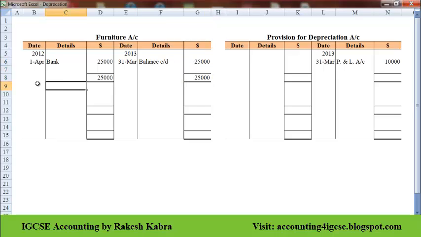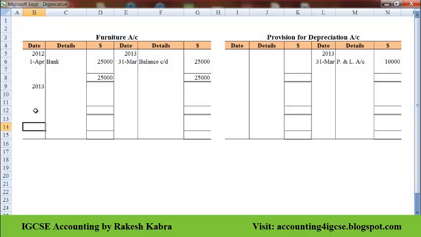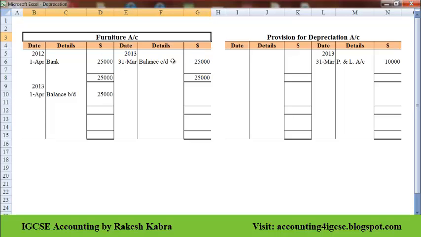And in the next year, when will the next year start? 2013 April 1st, isn't it? On this date I will write balance brought down. And how much amount? Same amount, isn't it? And furniture account is showing which balance? Debit balance. In the next year I showed a debit balance on the debit side, isn't it?